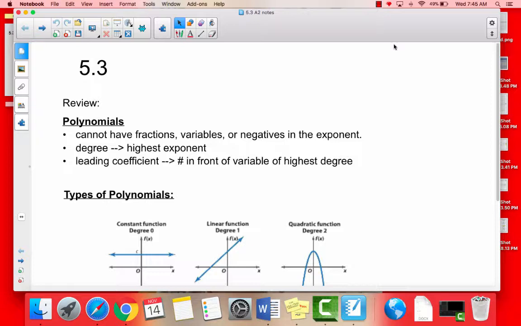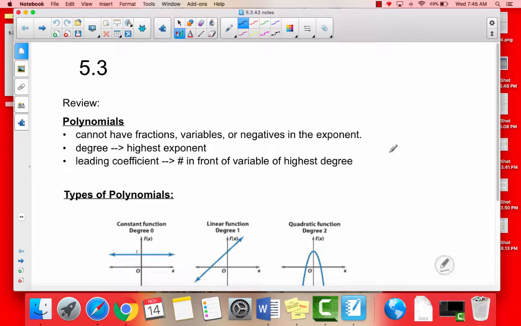The first is that in order for something to be a polynomial, it cannot have fractions, variables, or negatives in the exponent. So that's something that if you didn't write it down in the last section, make sure you write it down now. Also, if I ever ask you what the degree of a polynomial is, that's going to be whatever the highest exponent is. It may not necessarily be the first, but you always want to look for the highest exponent. And then lastly, the leading coefficient is just the number that's in front of the variable with the highest degree.